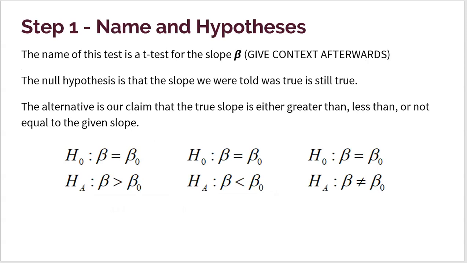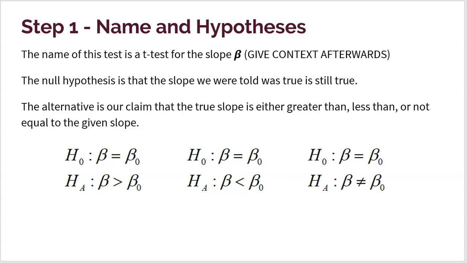So let's talk about the steps. The first step is the name, which we already talked about. It's called a t-test for the slope beta. Make sure you give some context. What are we trying to find the slope between? Between the average height of a kangaroo and the weight of a kangaroo, between the number of miles on a car and the price of a car, between the temperature outside and the sales of ice cream on any particular day. Make sure you give some context in that naming of the test.